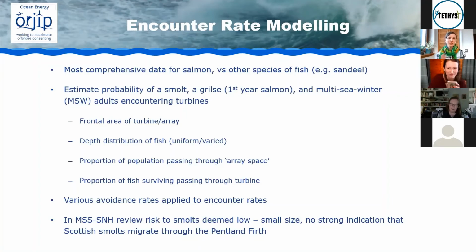It's worth noting that in the Marine Scotland, or MSS, and Scottish Natural Heritage review that was carried out, they deemed that the risk to smolts was very, very low, mainly because of the small size of the smolts, but also because there was no strong indication that Scottish smolts migrated through the Pentland Firth. So that's not included in that study. Next slide, please.